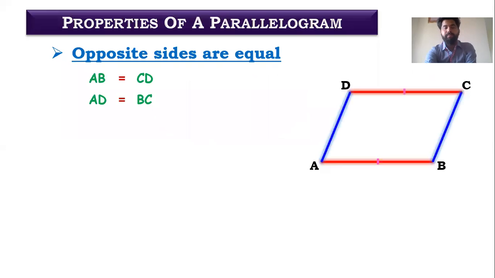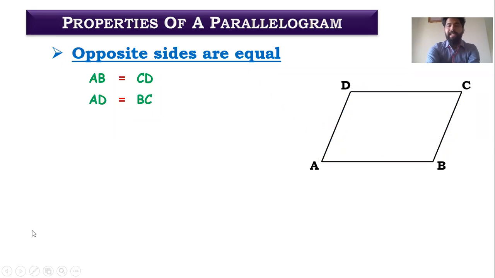They are equal. So when we say opposite sides of a parallelogram, that means they are also parallel and equal. They are parallel as well as equal. Has everyone understood opposite sides? So you can write these two properties as one: opposite sides of a parallelogram are parallel and equal. Perfect.